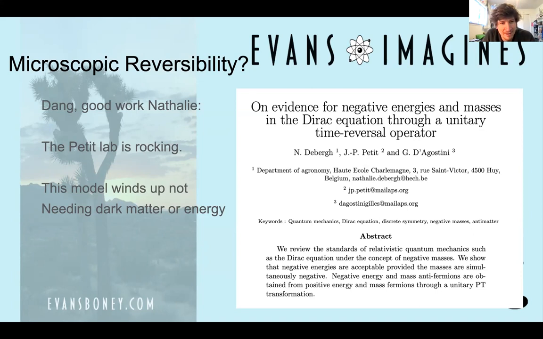So there's this paper by, I don't know how to pronounce people's names, DeBerg, Pettit, and DeGastini. These guys are doing great work the last 3 years. Their model winds up not needing dark matter, dark energy. And specifically, they've found this exact point I was talking about. So, on evidence for negative energies and masses, the Dirac equation through a unitary time reversal operator. That's a long way of saying, if you do require time reversal symmetry, you wind up with negative mass. Now, I don't really agree with their conclusion about negative energies, but I'm not going to split hairs. This is almost all of what I was talking about when I talk about how it's related to microscopic reversibility. So I'm not going to publish a paper where I'm like, oh yeah, but they have positive energy, just rehashing how we view the situation differently.